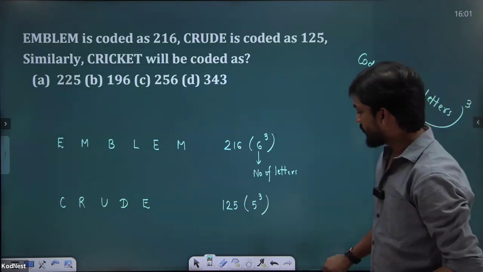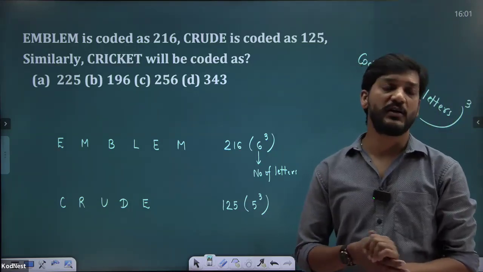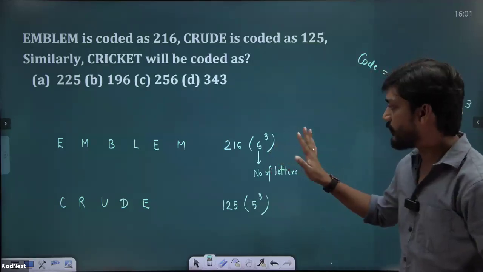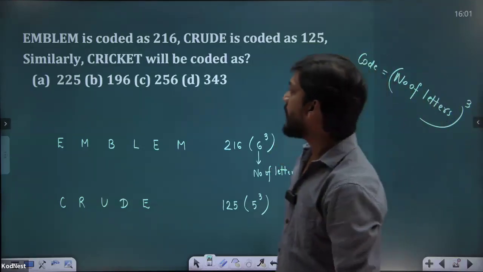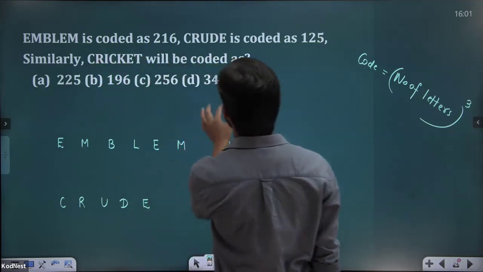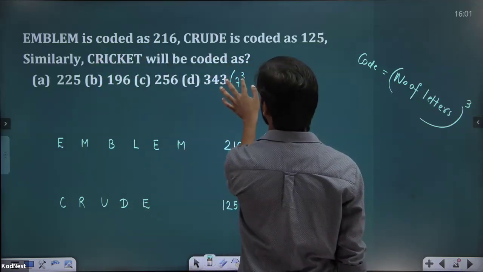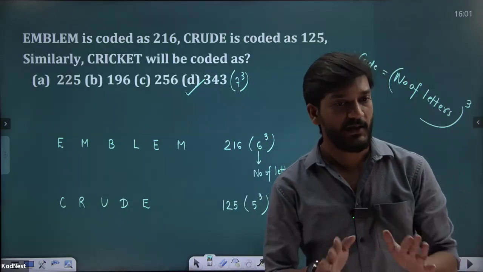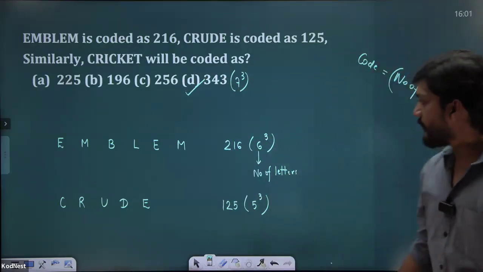All right. So we have to see this whenever special numbers are given, which are either squares or cubes. This is what we have to observe in such case. So we are having cricket 1, 2, 3, 4, 5, 6, 7. So 7 cube is 343. So D option becomes correct. All right. So until now, anything which is doubtful, please confirm this.